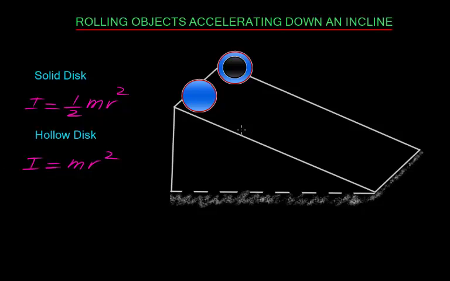Regardless which object you use, there are three forces that will act on it while it's rolling down an inclined plane. The normal force is always perpendicular to the surface of contact. The weight mg is always pointing straight down. And finally, the static friction force, which is parallel to the surface of contact and acting up the inclined plane.